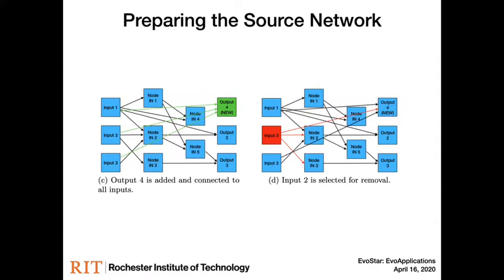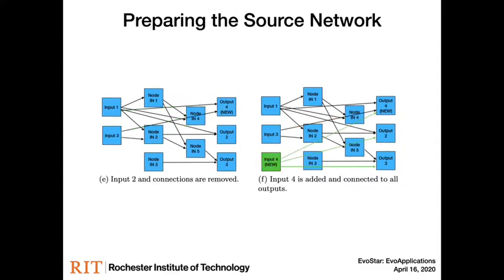And then in this case, our source data set has an input 2, and our target data set doesn't have this input 2. So we're going to get rid of that node and all of its outgoing edges. So we got rid of it. And then we have to add a new input, input 4 in this case. And then we connect input 4 to all of the outputs.